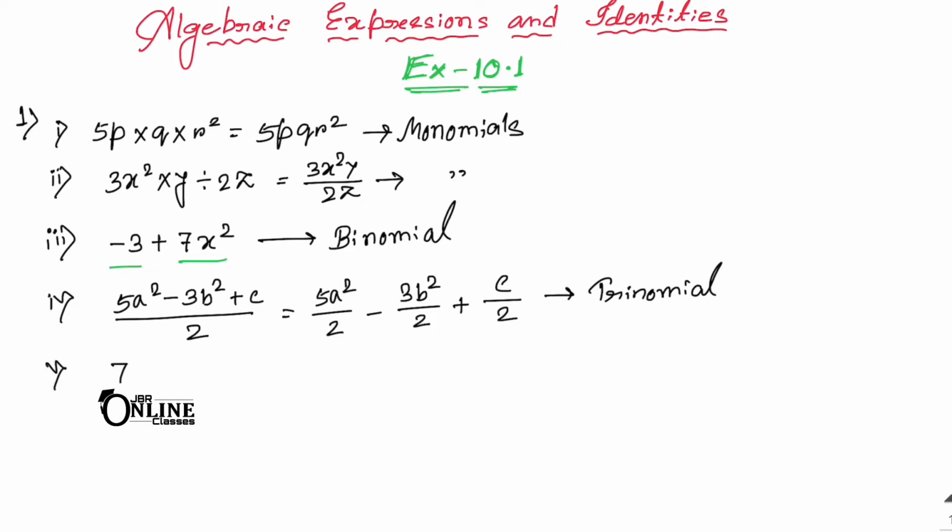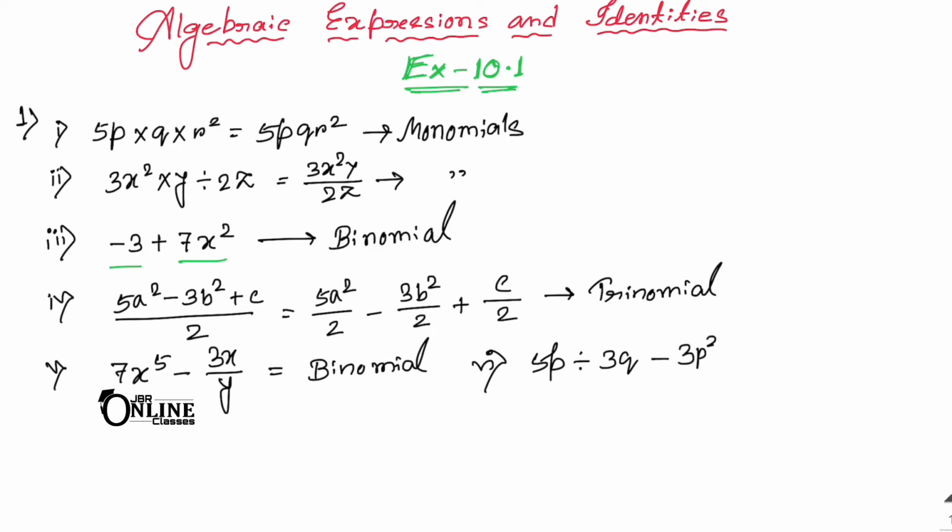Now number 5. 7x to the power 5 minus 3x by y. So again it's a binomial. Now the last one, sum number 6. In sum number 6, 5p divided by 3q minus 3p square into q square. So you can write down this one 5p by 3q, and this one will be 3p square q square. That means how many terms are there? Total 2 terms. So binomial.